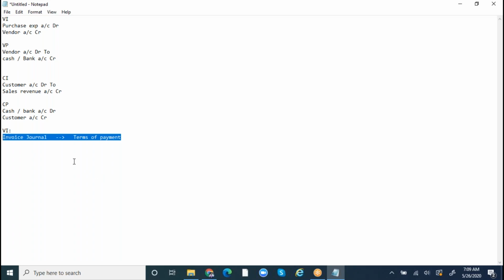So here, terms of payment means a mutual agreement between you and your vendor that you will pay money after some time. Just give me one second. Let me show these terms of payment and apply them. Let us understand this process.